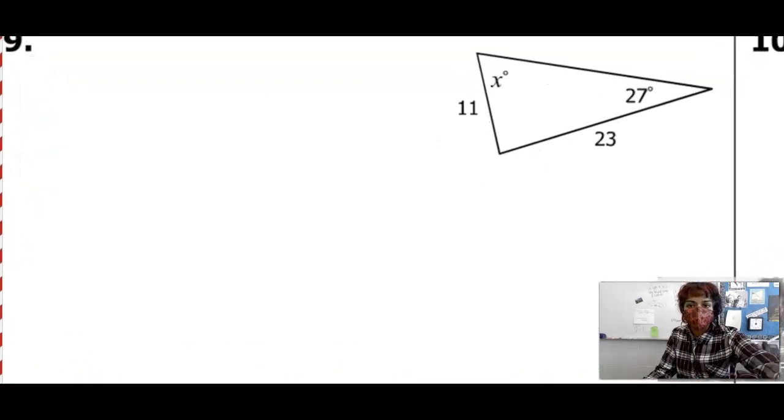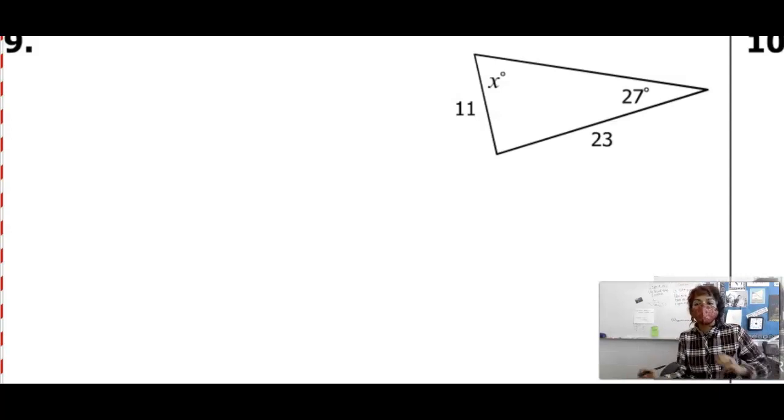Let me actually... Okay. So when we're doing law of sines and law of cosines, we need to be able to identify which one we're getting. And if you can see that there's some pairs going on, then we want to use the law of sines. And I'll show you the pattern for law of cosines, but this one's law of sines.